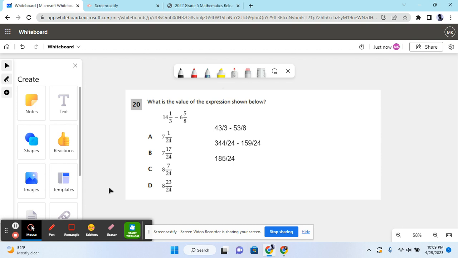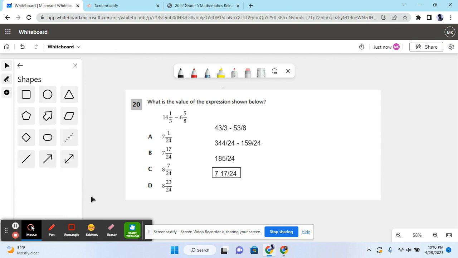So now that we did that, we have to make this into a mixed fraction. That mixed number would be 7 and 17 over 24, which is the answer. Let's move on to the next problem.